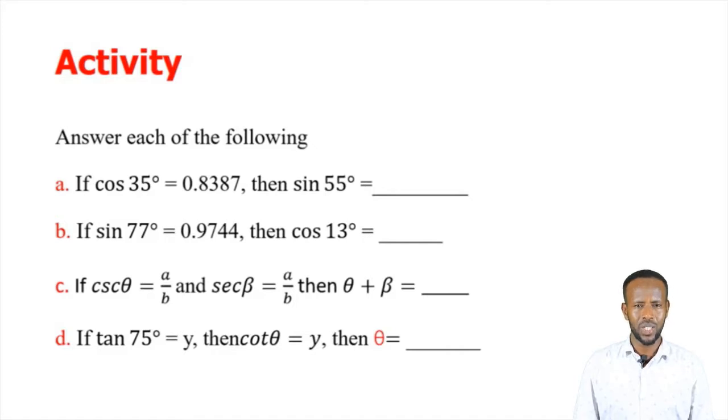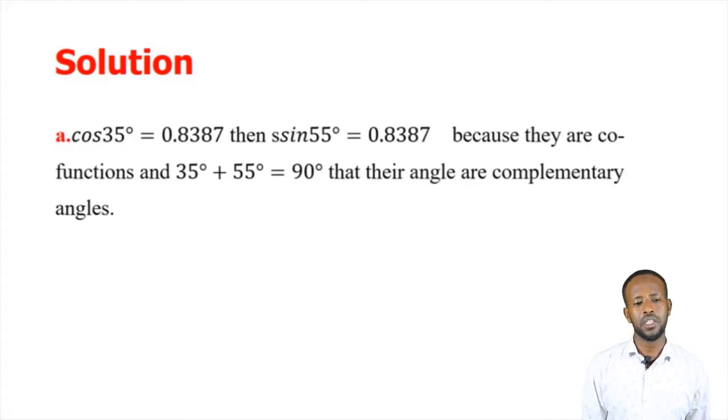They are co-functions. Co-functions will have the same value at what time? When their angles are complementary. So cos of 35 degree and the sine of 55 degree will have the same value. Therefore, sine of 55 degree will be equal to 0.8387. Cos of 35 degree is equal to this, and sine of 55 degree gives the same answer because they are co-functions, and 35 plus 55 degree is equal to 90 degree. They are complementary angles. Therefore, they must have what? The same values.